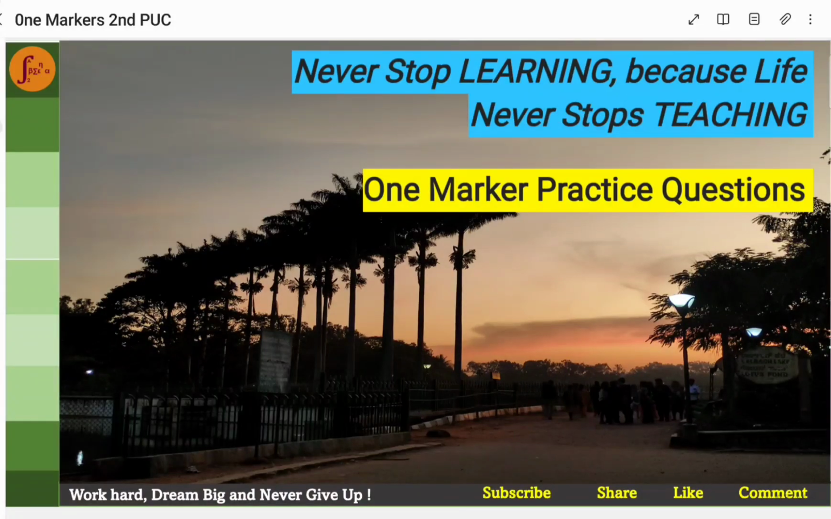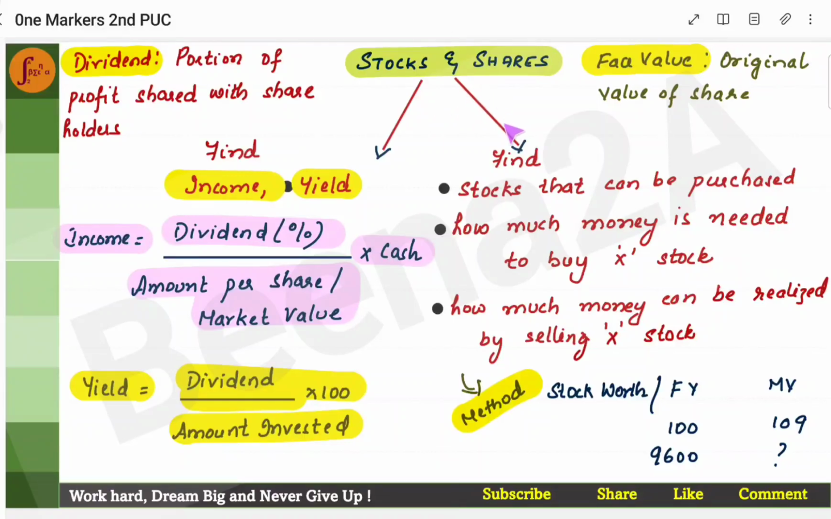Hi everyone. In this video we'll go through one marker questions from stocks and shares. Before we get into the problems, let's look at a few basics. What is a dividend? Whenever a company gains profits, a portion of those profits is divided amongst the shareholders. Face value is the original value of the share. When the company is formed, you have shares allocated, so the original value of those shares is the face value.